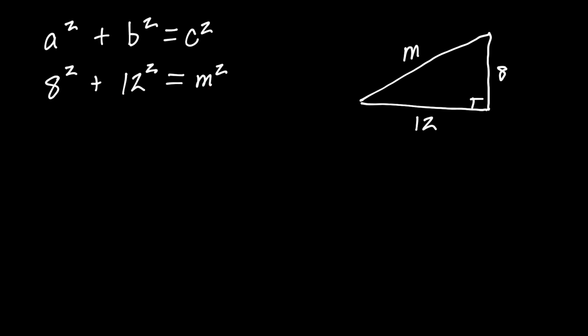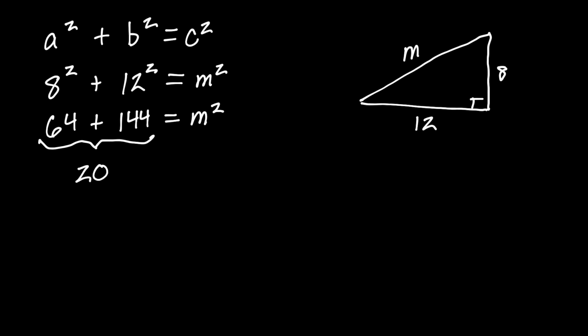So let's go ahead and do some simplification here. I have 64 plus 144, which is 12 squared, and that is equal to m squared. And then let's add these two numbers together and get 208. So that's not a perfect square. So I'm going to take the square root of both sides.